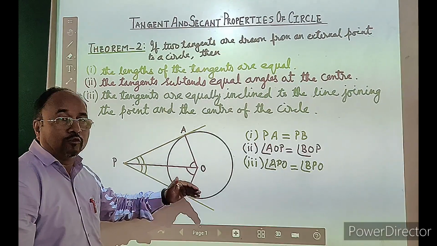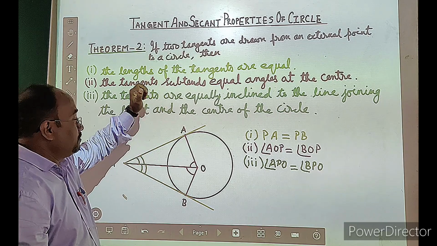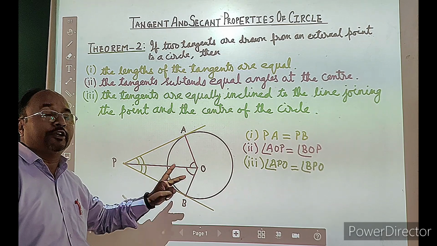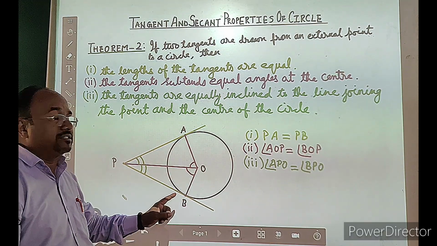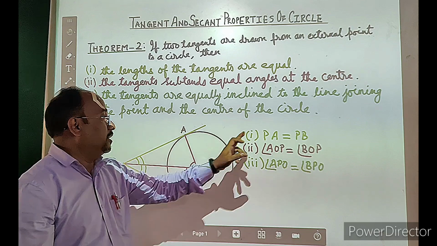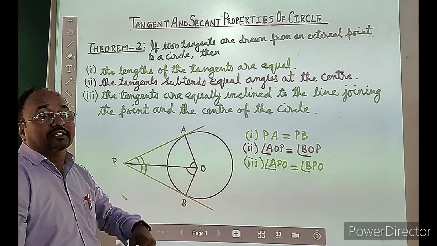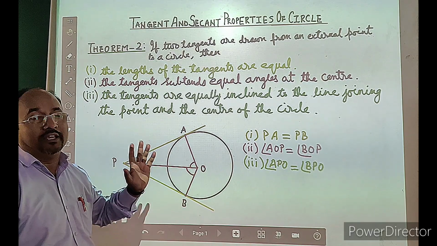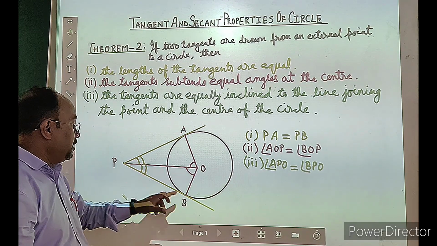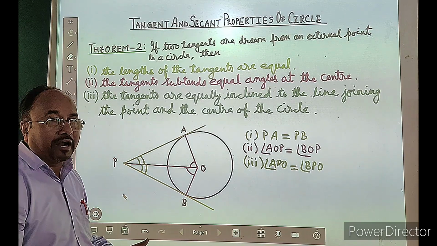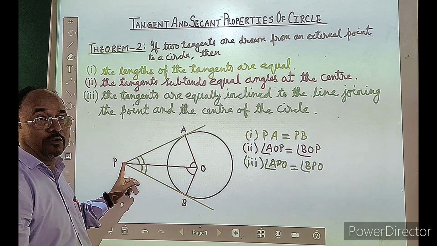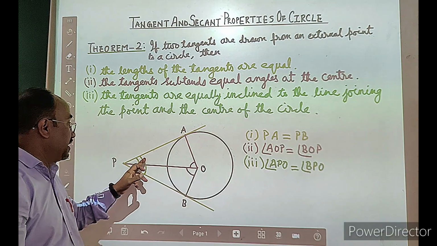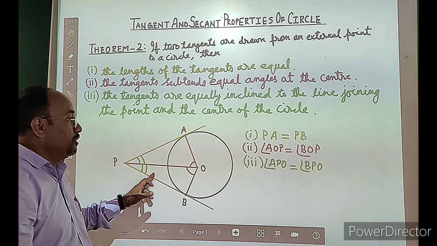So let us recall them, go through it again. The theorem says that whenever from an external point we draw two tangents to a circle, and only two tangents can be drawn, the first part says that the lengths of the two tangents will be equal, PA equal to PB. The second part says the angle made by these tangents at the center will be equal, so that is angle AOP equal to angle BOP. And the third part says that the tangents are equally inclined to the line joining the center with the external point. So angle APO will be equal to angle BPO.